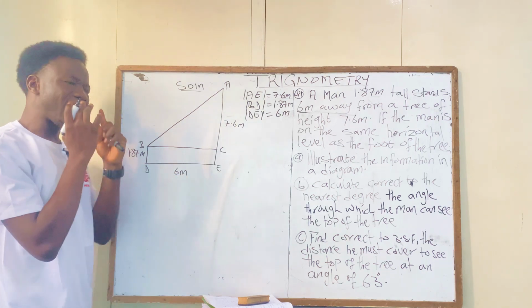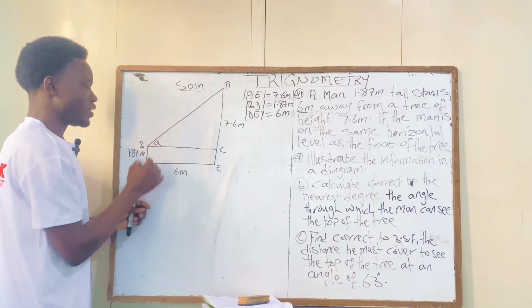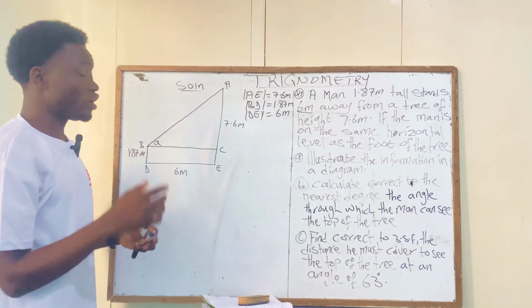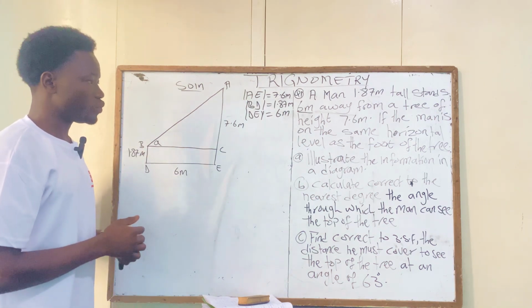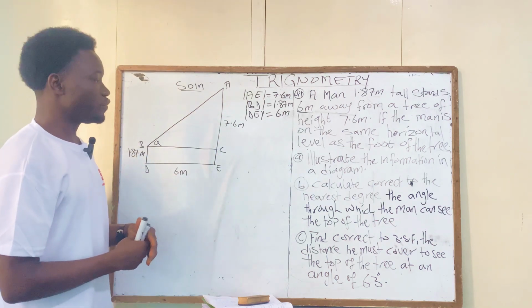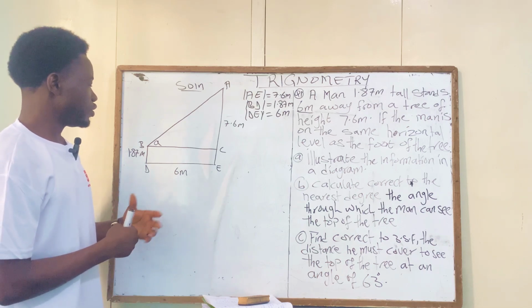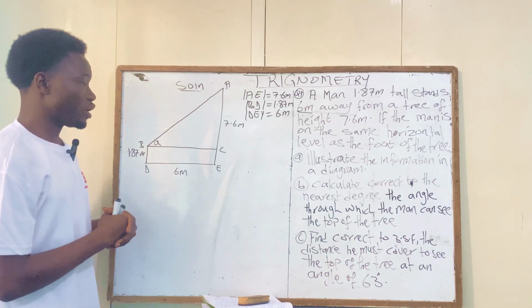I can now say that the angle at which the man is looking at the top of the tree is alpha, or you can use theta or any other value. So this diagram can illustrate that. If you want to make it more evident, you can demarcate it at your own pace.